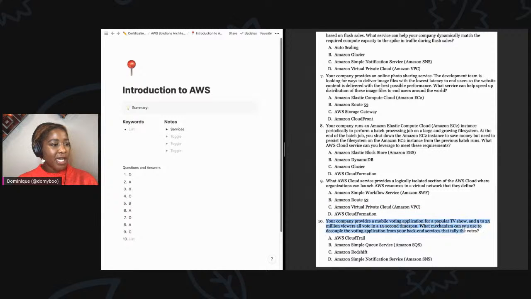Your company provides a mobile voting application for a popular TV show, and 5 to 25 million viewers all vote within a 15-second time span. What mechanism can you use to decouple the voting application from your backend services that tally the votes? Now, I know it's not CloudTrail, and I know it's not Redshift because Redshift is about databases. I'm going between SQS and SNS.